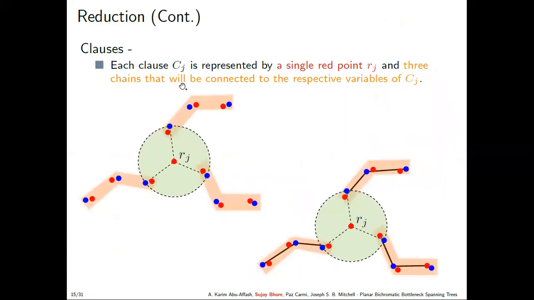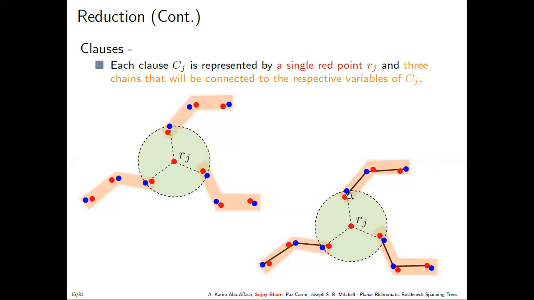Now every clause Cj is represented by a single red point Rj in the middle, and there are three chains, these orange shaded areas, these three chains that are actually coming from their respective variables. Note that there are some choices that are made in the variables, and we end up with this choice. So we say that if we end up with this blue solution where the final connection is to the blue, then it's a truth assignment. And if it's a red solution, then it's a false assignment.